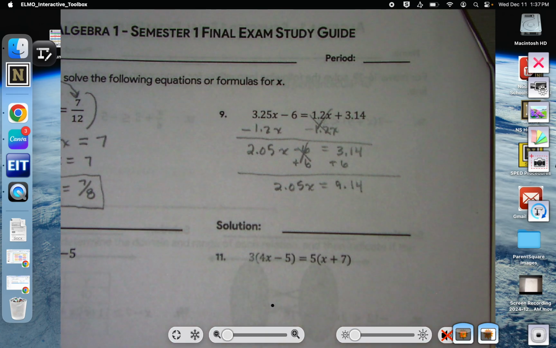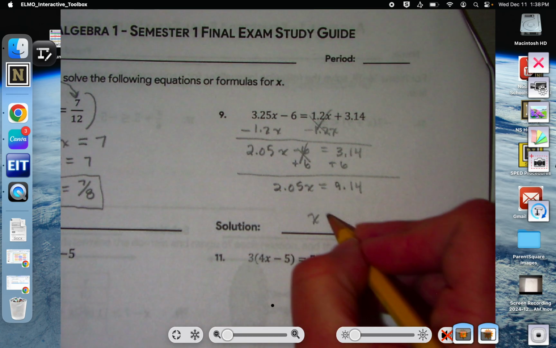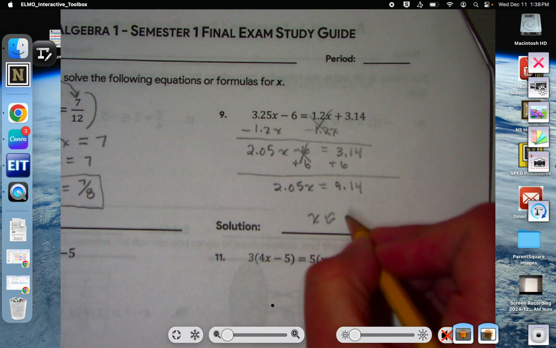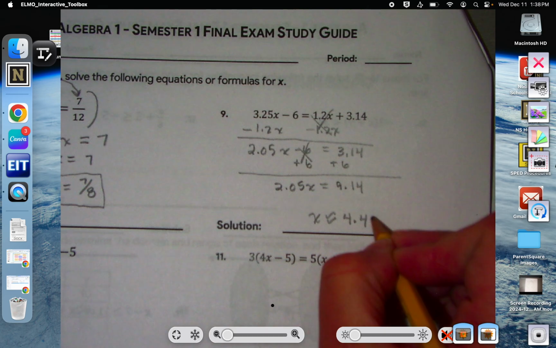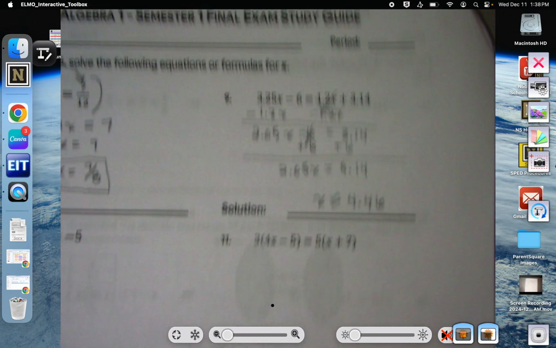Let's see what's the weird number I get now. 9.14 divided by 2.05. Cool. So x is going to be about 4.46 because I would have to round up. Let me see something really quick. Yep, it's just a weird number.